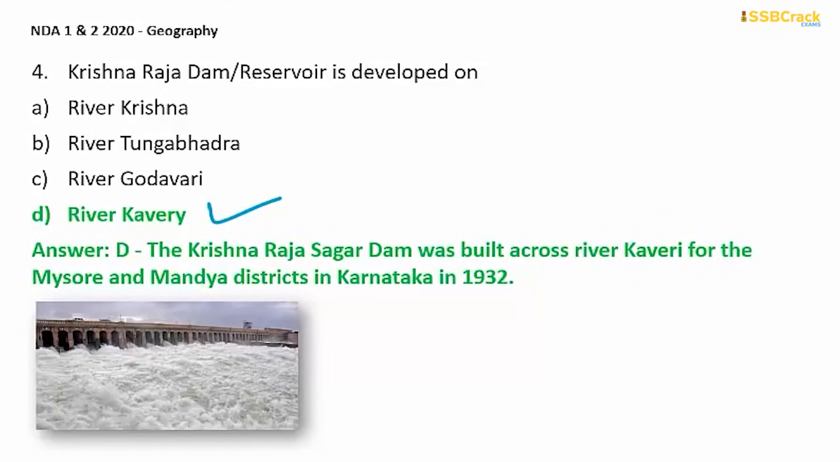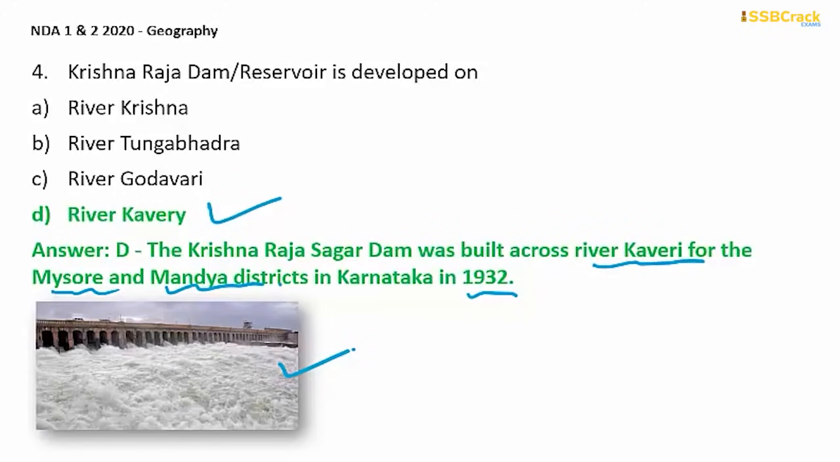The Krishna Raj Sagar Dam, which was built back in the year 1932, and it is built across the River Kaveri. It looks something like this, and this is near the city of Mysore and Mandya district in Karnataka.